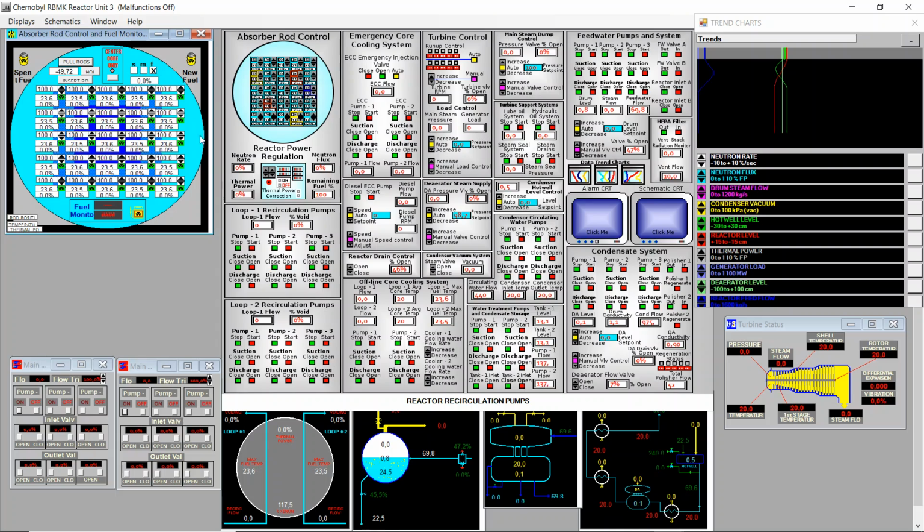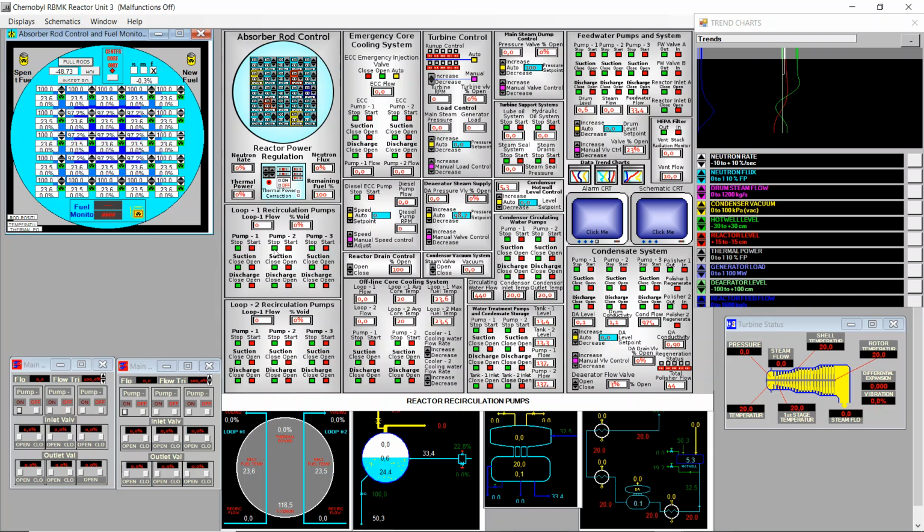I will start pulling rods because we already have a lot of xenon built up, so I prefer to start now. I will select the center core only. This is a safety procedure. I will select fast and start pulling. And we see in the trend chart how there is a slight increase in the neutron rate.